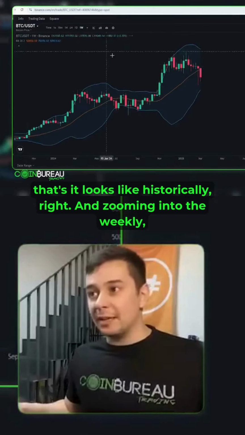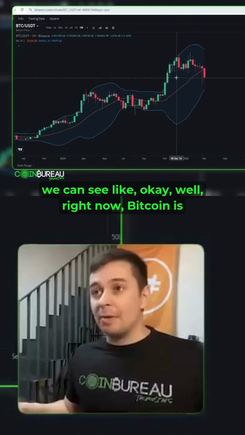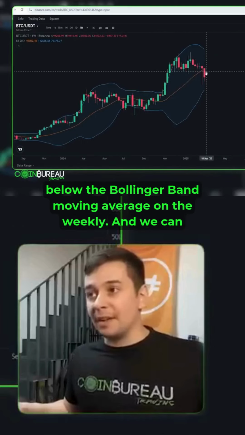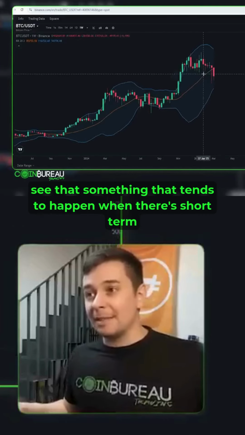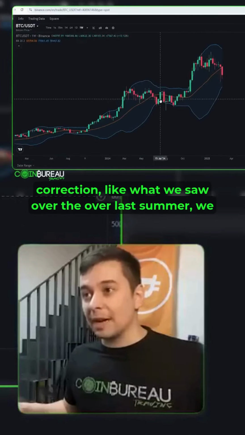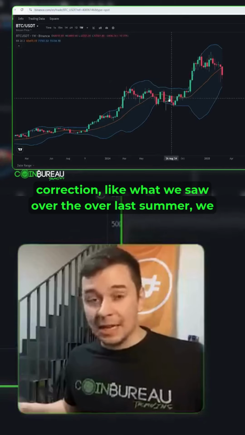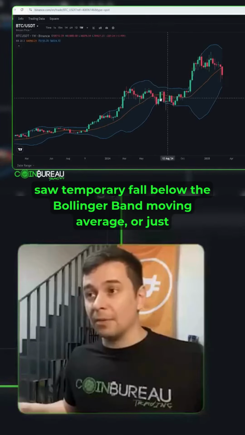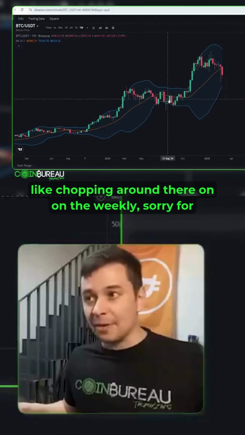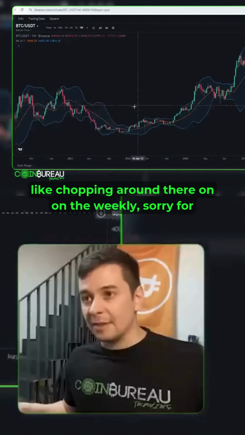And then zooming into the weekly, we can see that right now Bitcoin is below the Bollinger Band moving average on the weekly, and that's something that tends to happen when there's a short-term correction, like what we saw over last summer. We saw a temporary fall below the Bollinger Band moving average, or just chopping around there on the weekly. Sorry for Bitcoin.